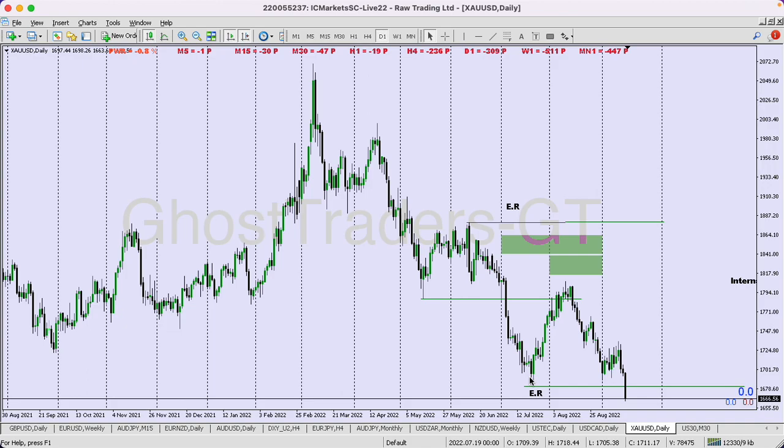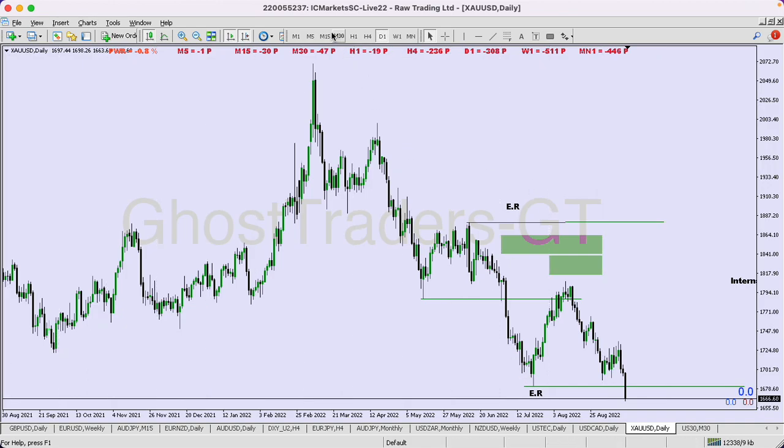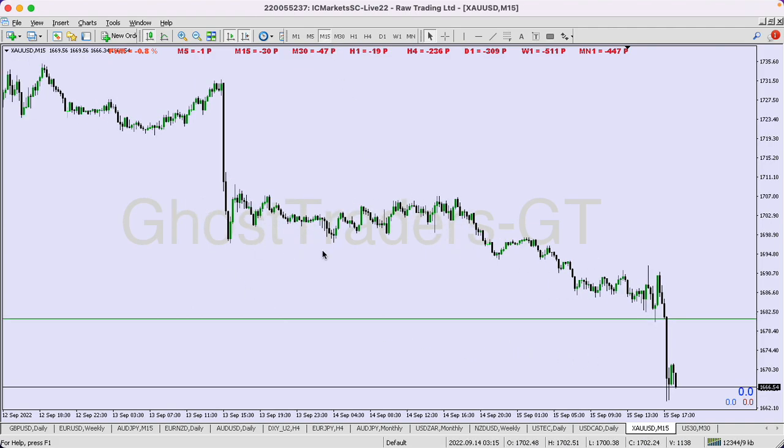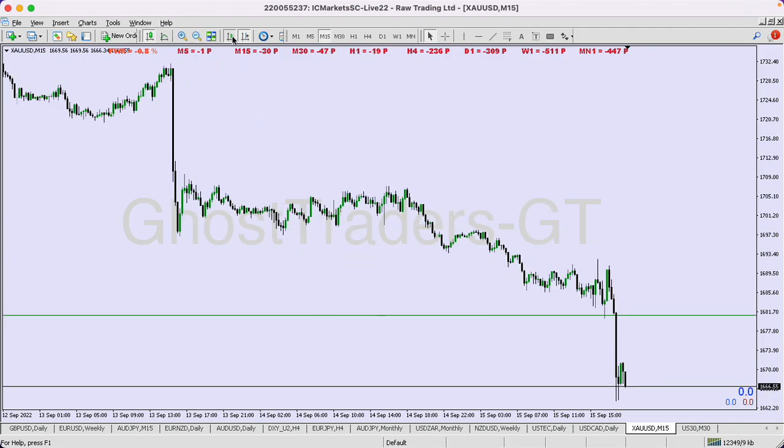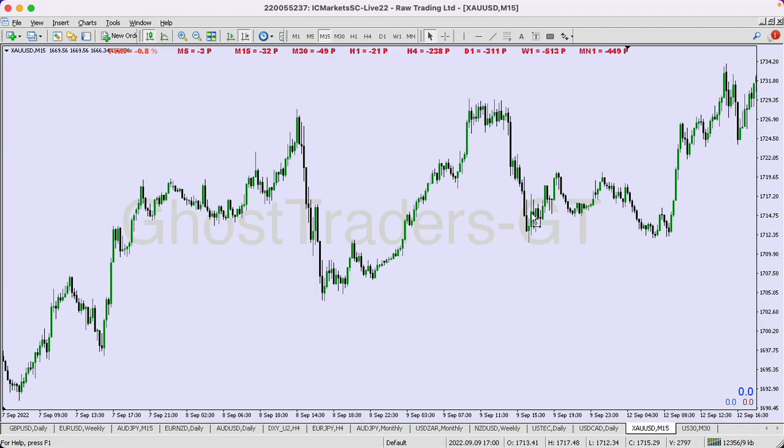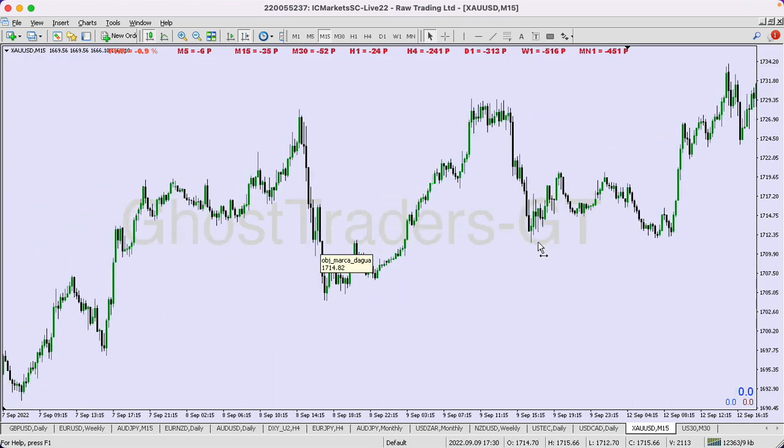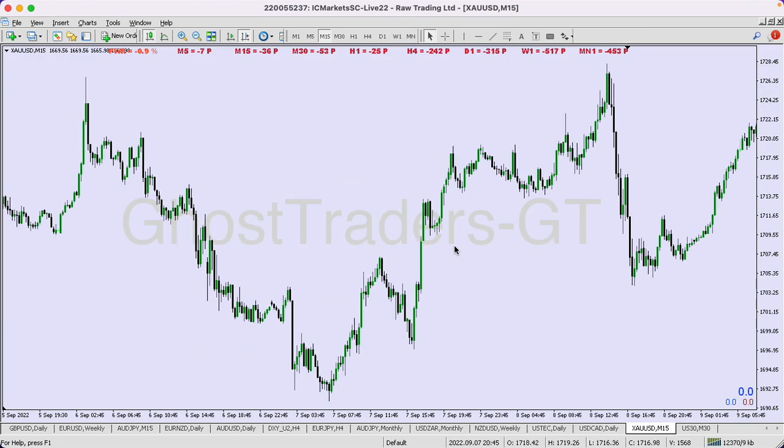It depends on you, what you want to use. Someone can even go to 15 minutes. Let's look at 15 minutes. So this is the level here, this is the low and this is the high. So you get to define it, and anything within here is going to be our internal range.